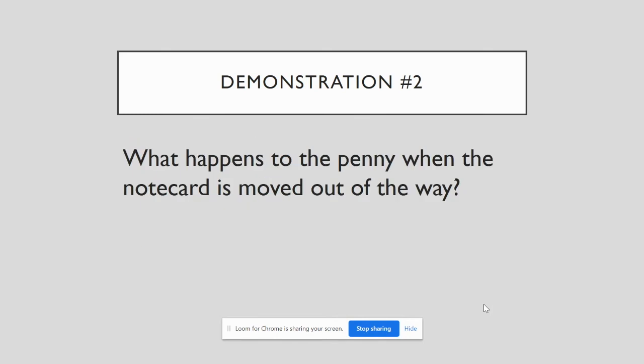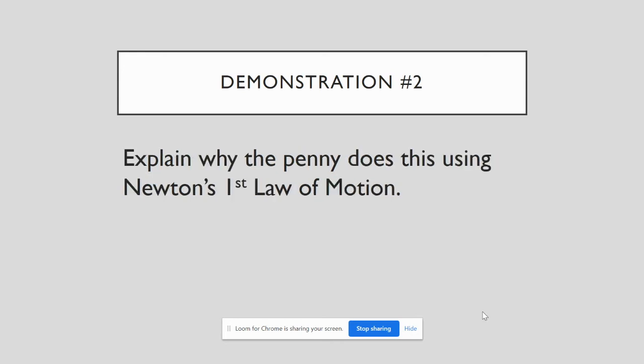All right, so what happened to the penny? Well, the penny didn't fly off with the note card. The penny fell straight down. Okay, so why was this? Well, the penny was at rest. It was on top of the note card. It was not moving. So it wanted to stay at rest. So despite the fact that I flicked the note card, the penny stayed where it was.